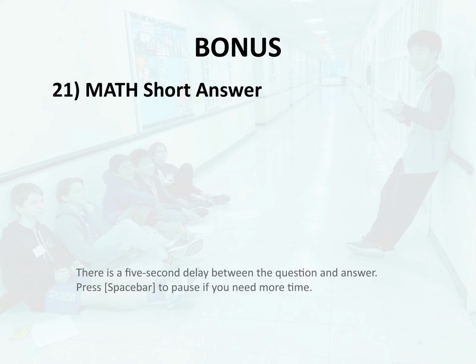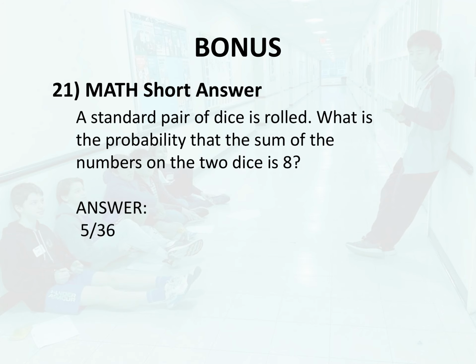Bonus 21. Math. Short answer. A standard pair of dice is rolled. What is the probability that the sum of the numbers on the two dice is 8? Answer: 5 over 36.